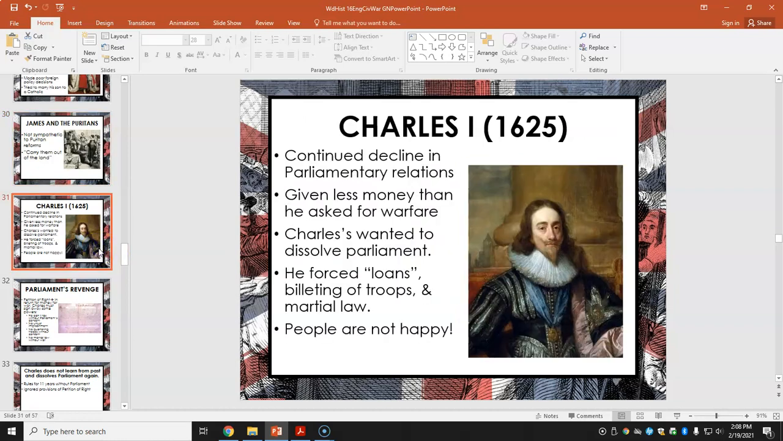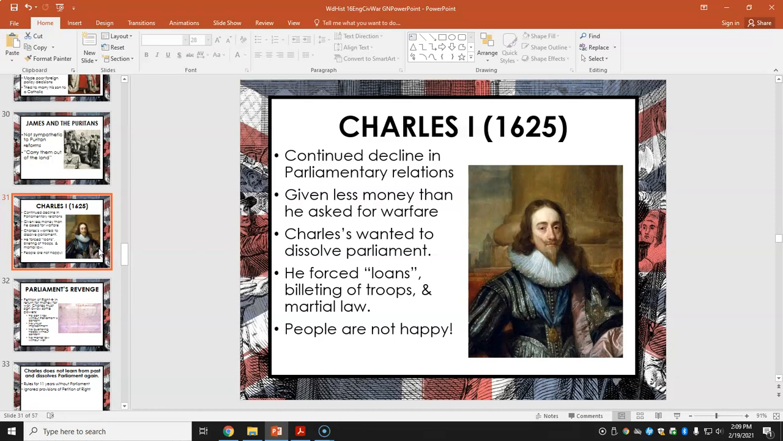Charles I in 1625, during his rule, there was a continued decline in parliamentary relations. He was given less money than he asked for warfare, because what you need to know about Parliament is they kind of handle the money. So as they were coming up with the budget, he proposed how much he wanted for warfare. They didn't give him what he asked for. So it says that Charles wanted to dissolve Parliament. He decided he just wanted to get rid of the whole thing.